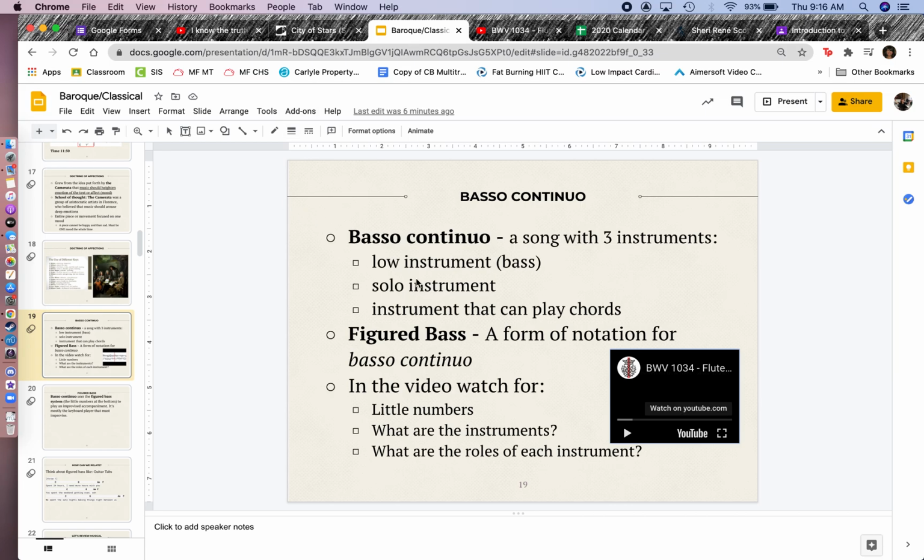Okay, so that was our example of a basso continuo song. Basso continuo songs always include these three components. The instruments change depending on what the composer wants, and the figured bass are those tiny numbers. So let's learn a little bit more about that.